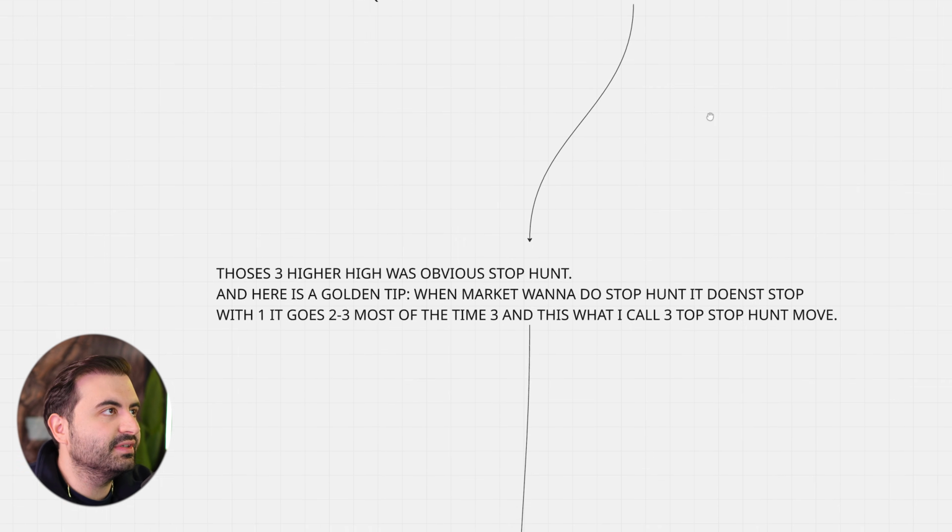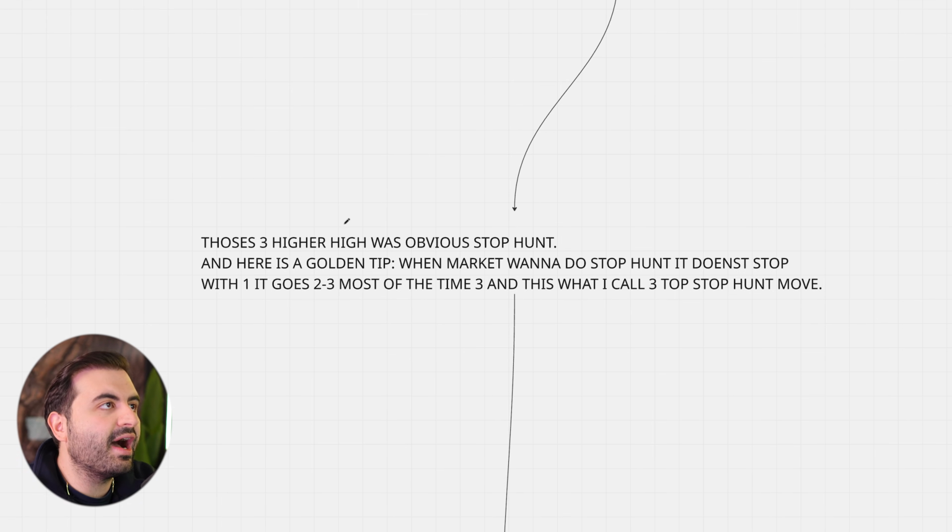And you know what it is? Those 3 higher highs were an obvious stop hunt. And here is the golden tip. When the market wants to do a stop hunt, it doesn't stop with 1.